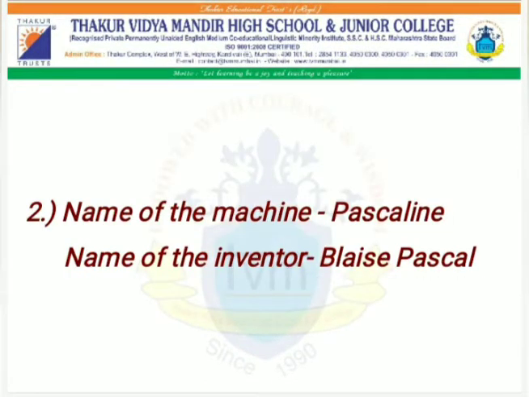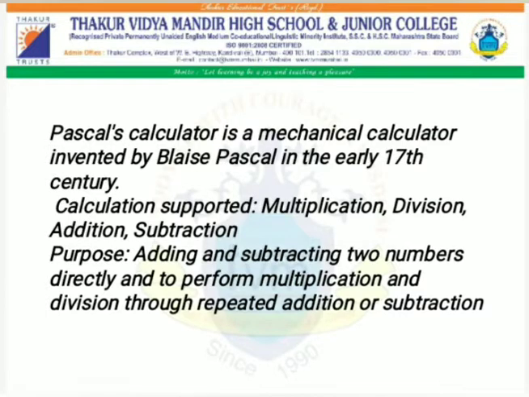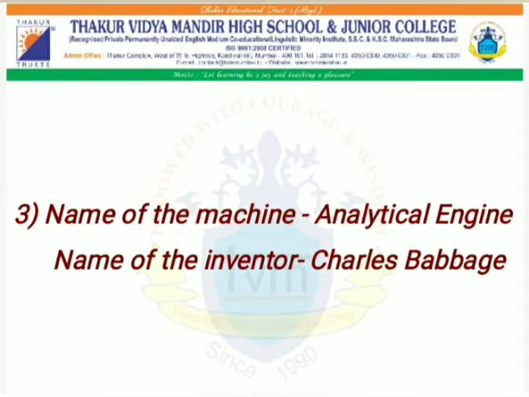The next machine we have is called the Pascaline. It was invented by Mr. Blaise Pascal. Now let's see how it looks and how the calculations were done on this machine. This is a very unique looking machine with a metal base and wheels for calculations. Let's see how the calculations were done. Now this machine was invented early in the 17th century. It supported multiplication, division, addition and subtraction calculations. Adding and subtracting could be done easily, but multiplication and division were done through the repeated addition or subtraction method.